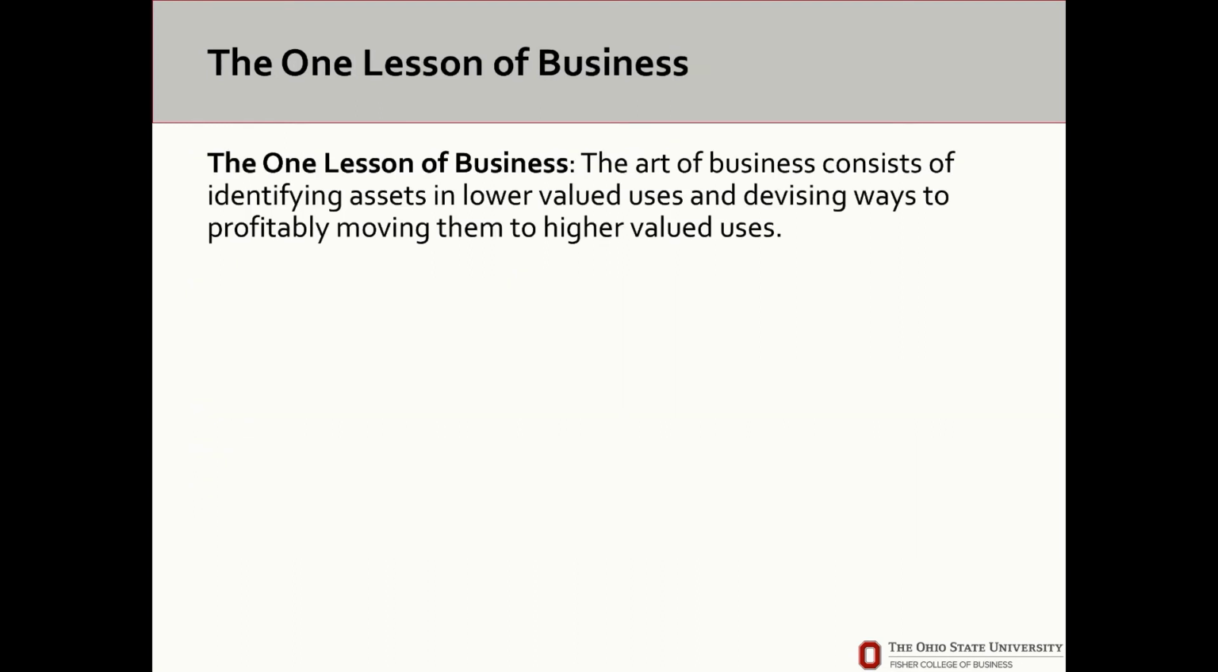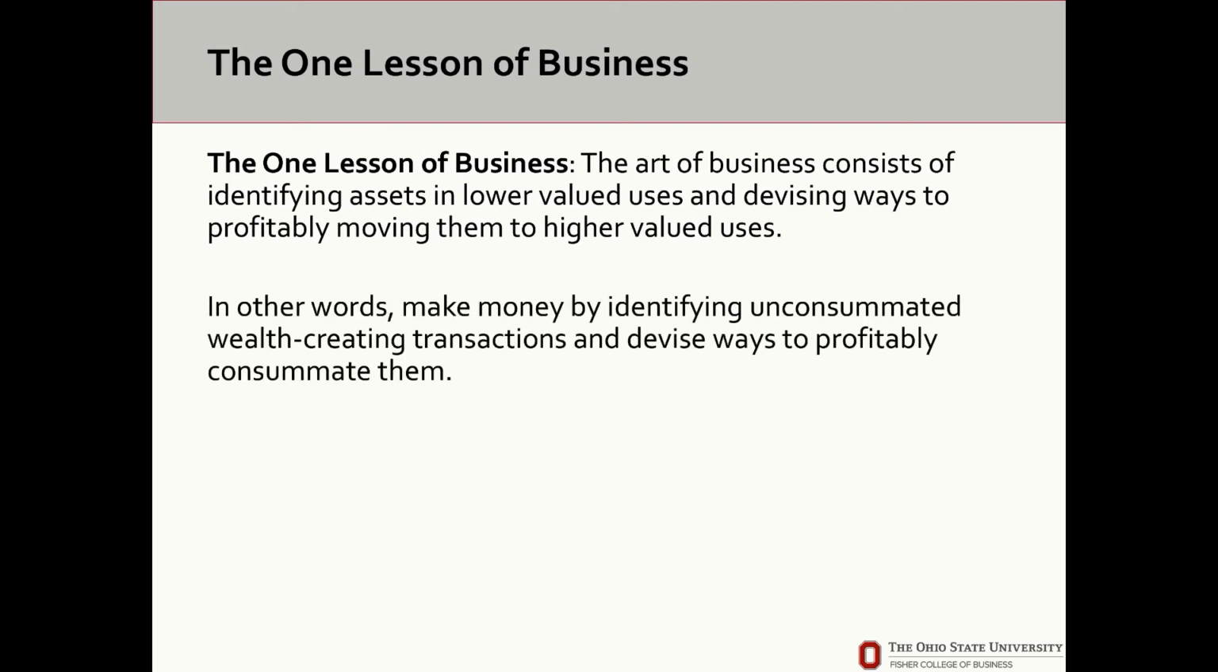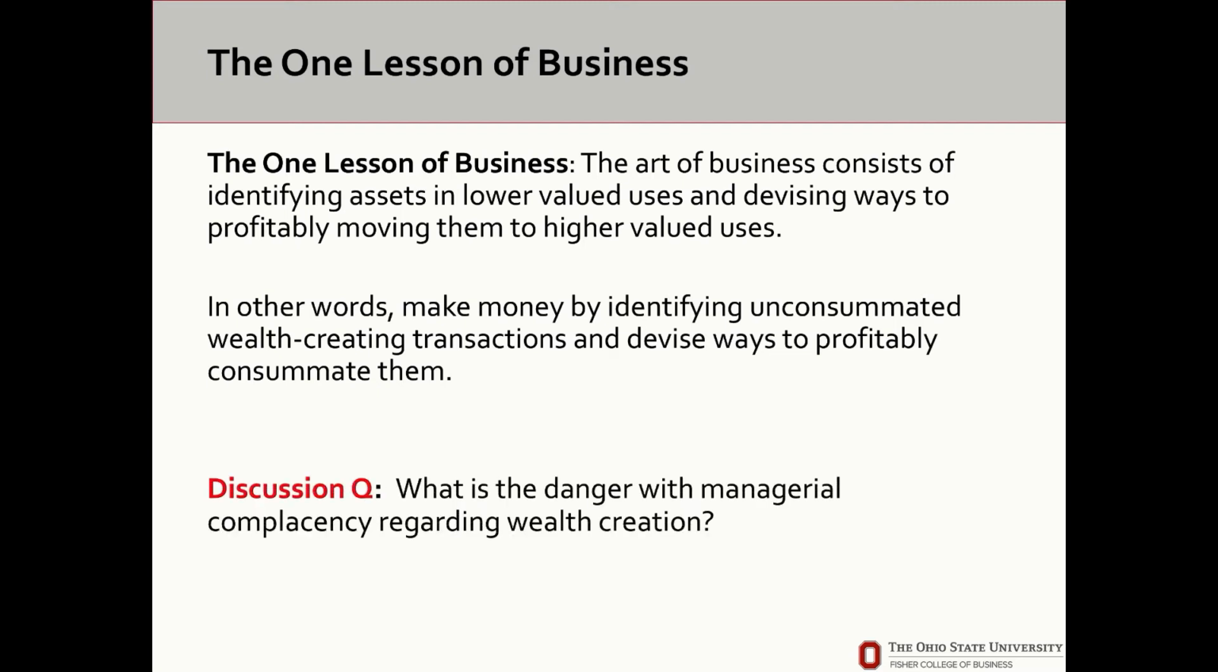This brings us to the one lesson of business that summarizes the art of management. A good manager should always be on the lookout for low-valued assets that can be moved to higher-valued uses. In other words, the one lesson of business is to make money by identifying unconsummated wealth-creating transactions and finding ways to profitably consummate them. For our last discussion question in this lecture, consider the dangers associated with managerial complacency with respect to wealth creation. Write down your answer and be ready to discuss in class.